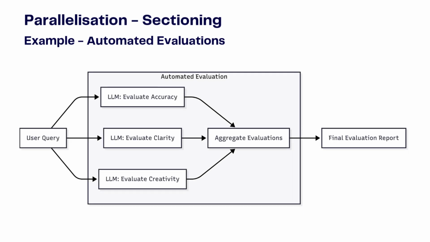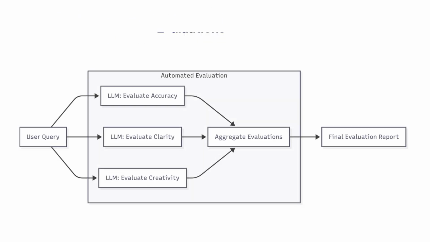Suppose you want to evaluate an LLM's performance on a prompt. Instead of having one LLM try to judge everything, you can assign different LLM calls to evaluate separate aspects of performance. For example, one LLM could check accuracy, another could check clarity, and a third could check creativity. Aggregate all the evaluations to get a comprehensive performance report. This approach ensures that each LLM focuses on a single aspect, making the evaluation more reliable and precise.